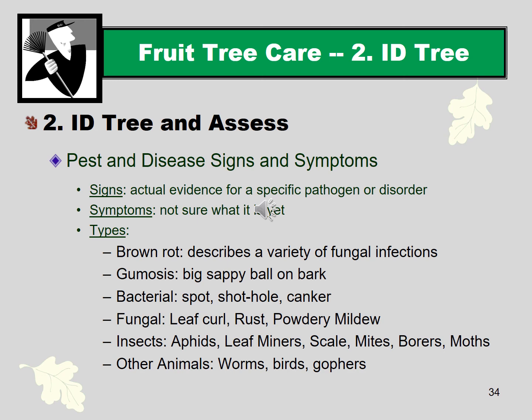In addition, know a tree's health status and know the signs and symptoms. Here are some types of symptoms you may see that indicate some kind of pathogenic problem or disorder: brown rot, gummosis, bacterial and fungal problems, insect damage, and other animal damage as well.